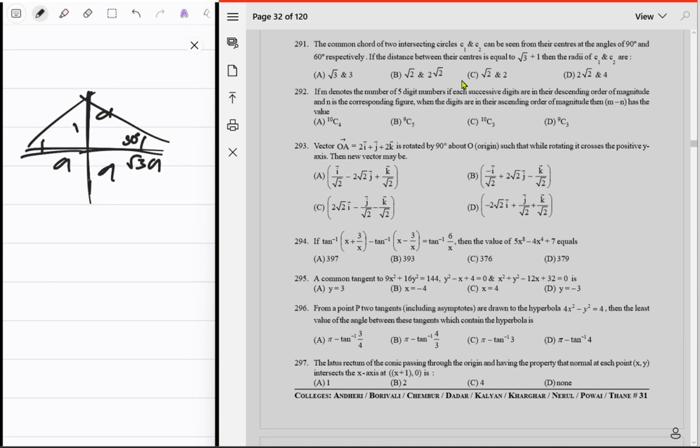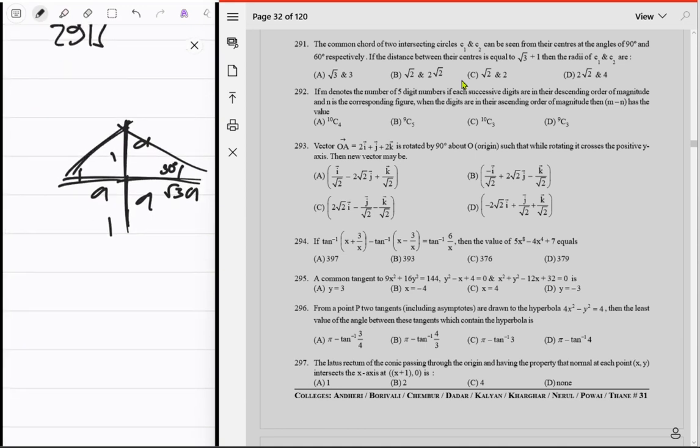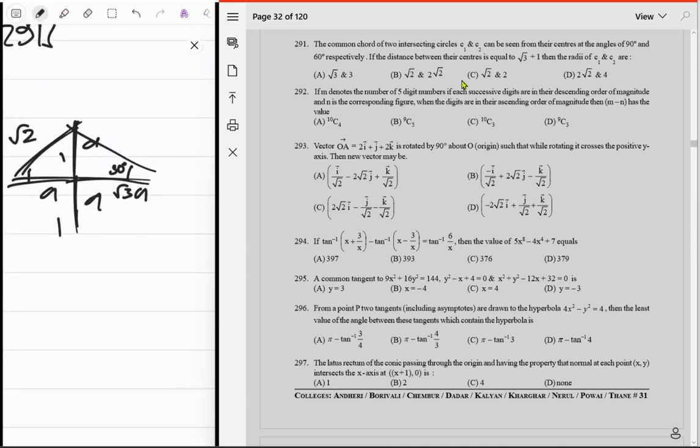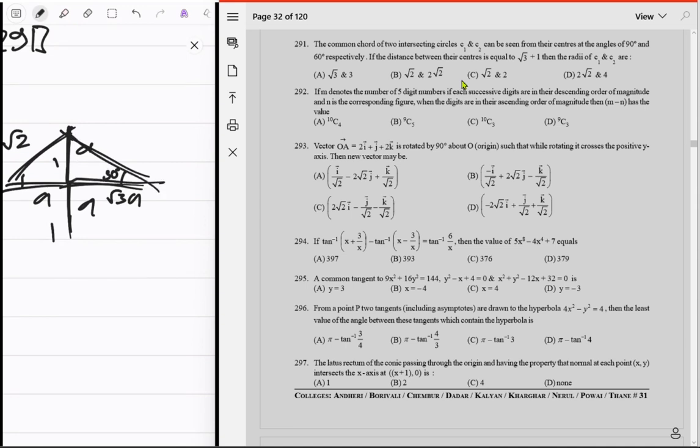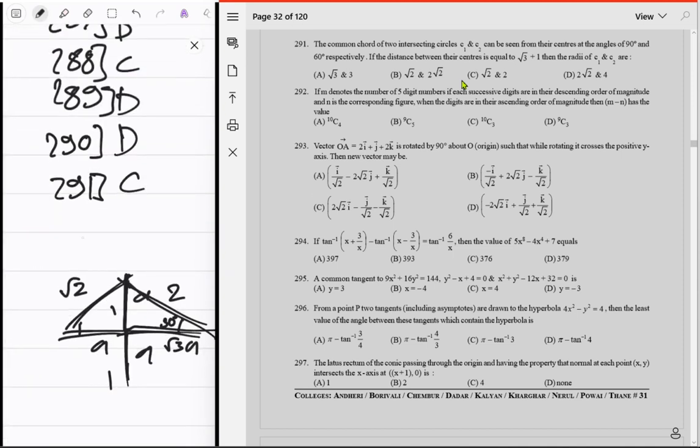Meaning this is 1, this is 1. Find the radii. This would just be what? This will be square root of 2 in that case. And this is what? Sine means 2. Okay, just 2 in that case. Right, square root 2 and 2, which is D. Sorry, C. Next question, 292.